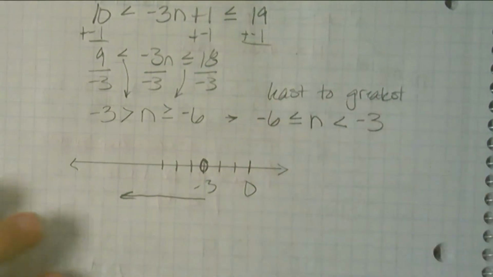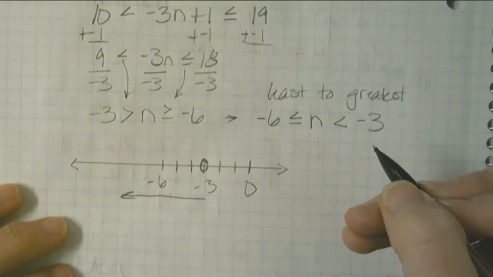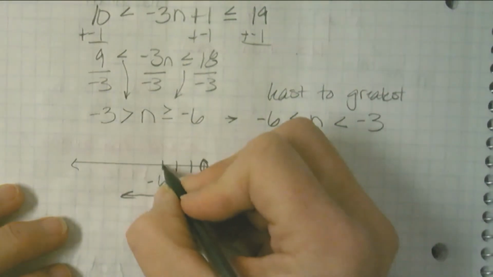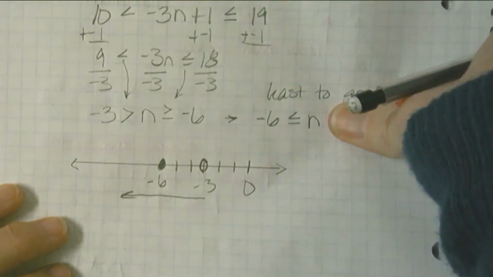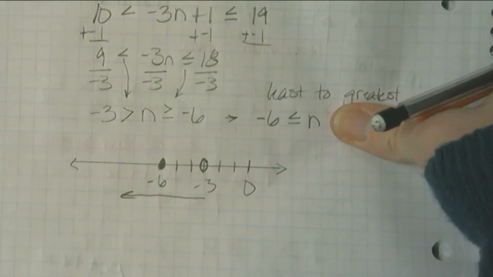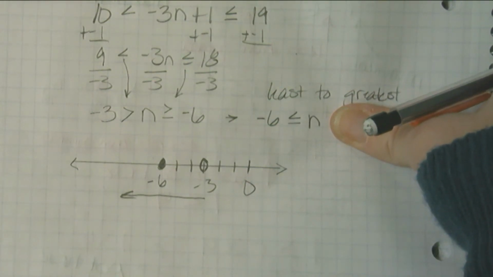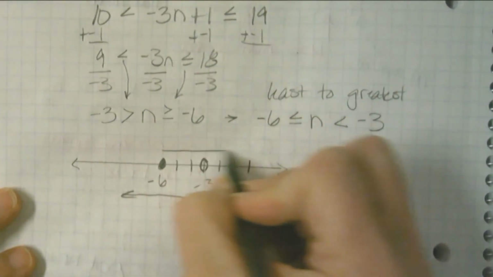All right, and now my negative 6. What kind of dot goes on my negative 6? Closed dot. And what are all my ends in relation to my negative 6? Are my ends bigger than my negative 6 or smaller than my negative 6? It's going to the right because they're bigger.